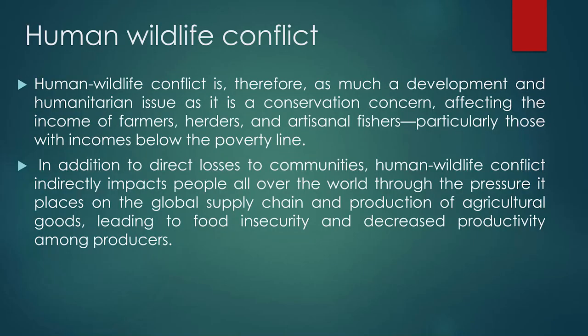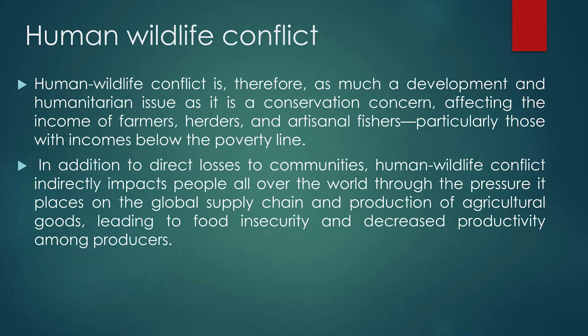Both should have understanding. Both should tolerate the issues. Humans should have tolerance for the well-being of nature. So we need global cooperation for human-wildlife conflict. It is a humanitarian issue, as it is a conservation concern affecting the income of farmers, herders and artisanal fishers, particularly those with incomes below the poverty line.